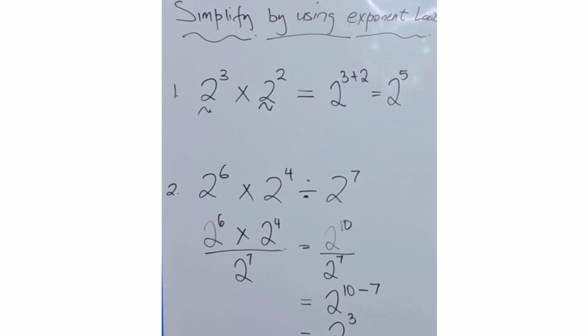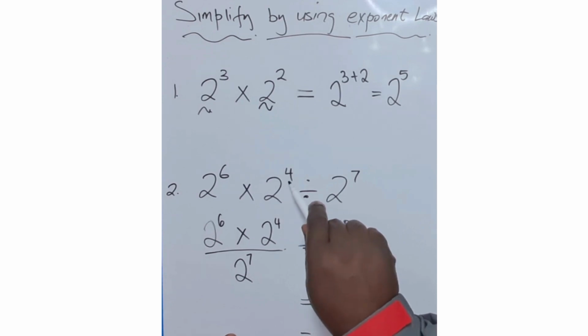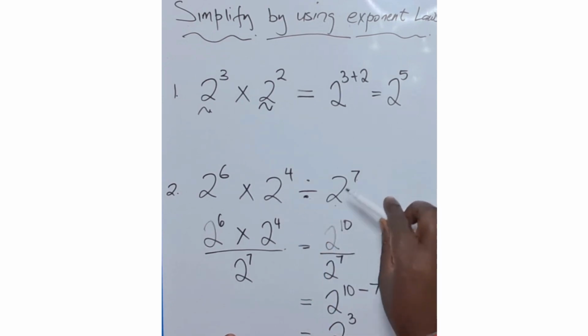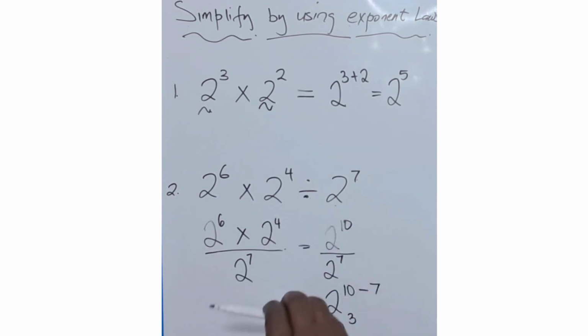So let's just recap. We were given 2 to the power 6 multiplied by 2 to the power 4 divided by 2 to the power 7. We rewrote that as 2 to the power 6 multiplied by 2 to the power 4 divided by 2 to the power 7. We then noticed that the bases are the same. We have a 2 and a 2.